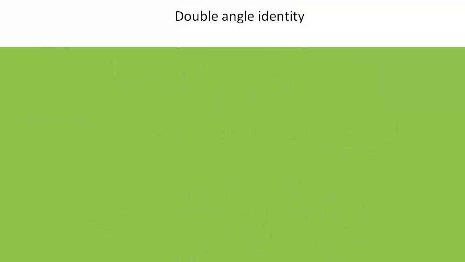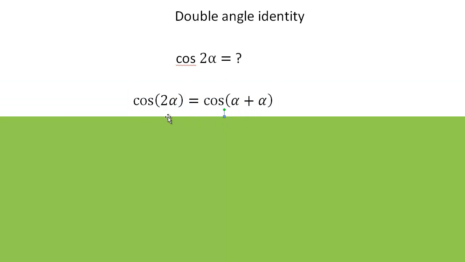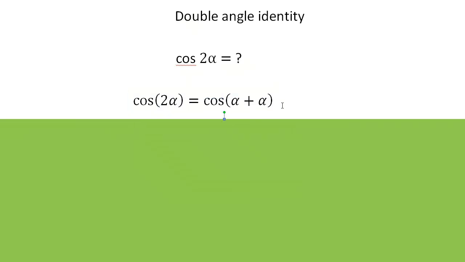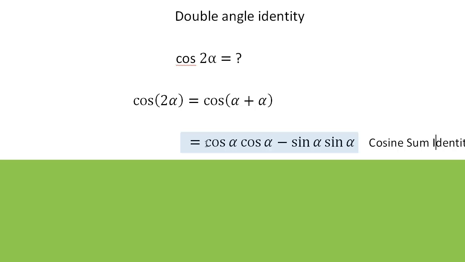We can also use these identities to prove other identities, notably the double angle identity, which helps us answer questions like, what is the cosine of 2 times alpha? A double angle. Since 2 alpha is equal to alpha plus alpha, we can rewrite that as the cosine of 2 alpha is equal to the cosine of alpha plus alpha. That is a cosine sum identity where we have alpha as alpha and the second alpha as beta. If we substitute those values into the cosine sum identity, this is what we get.